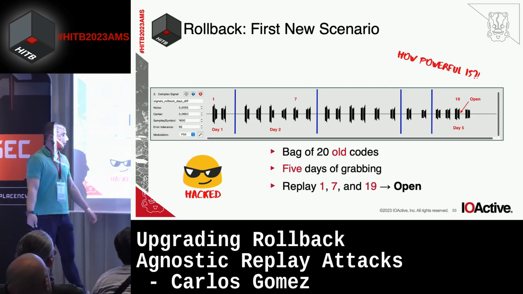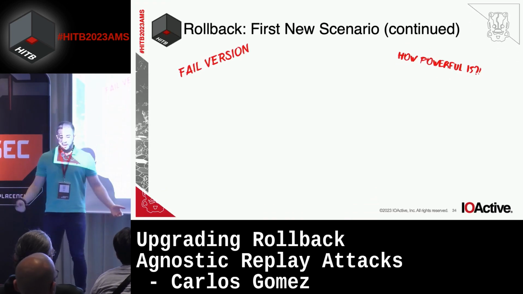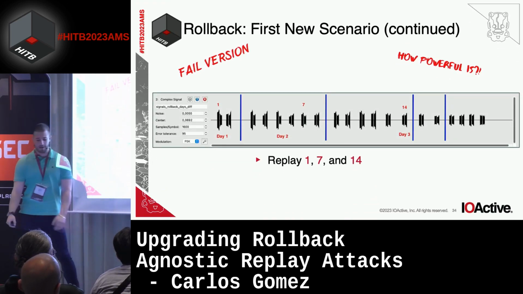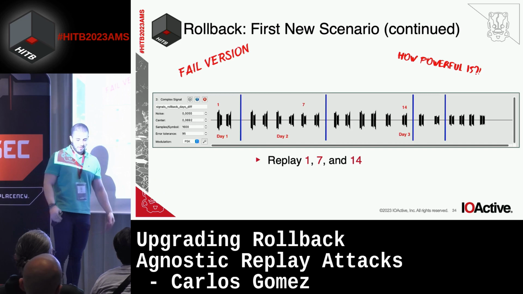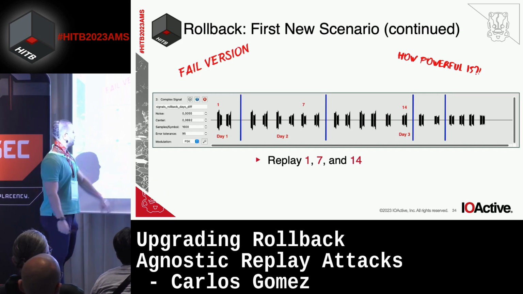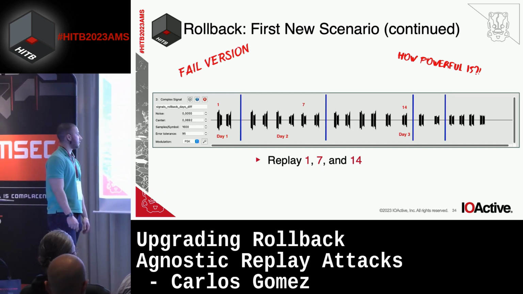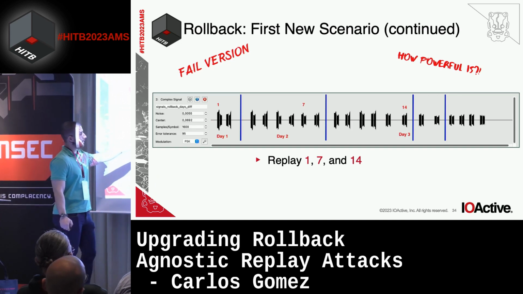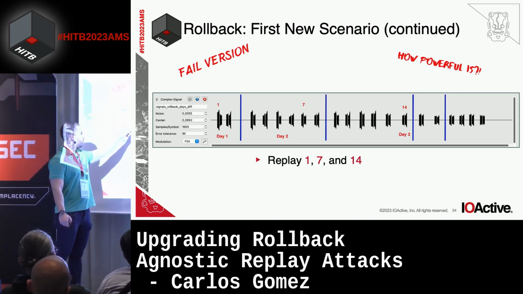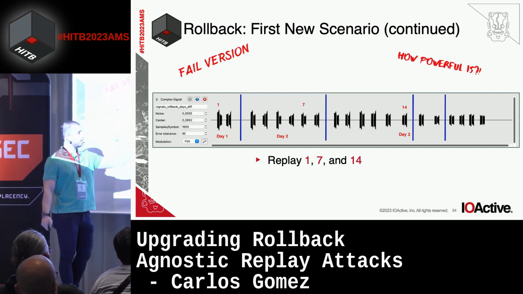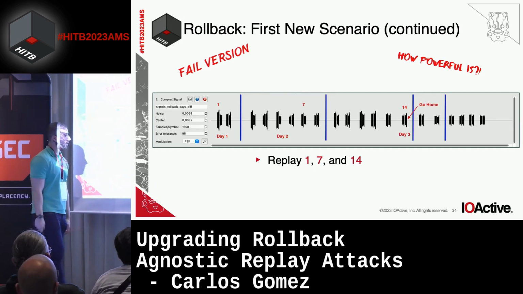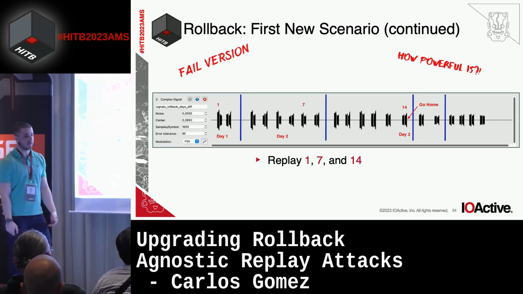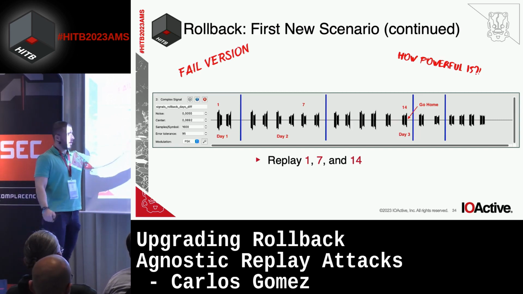It's powerful. Everything is perfect, but I failed a lot of times trying to understand this attack. We have the same 20 codes, but at the moment that I use 1, 7, and 14, the car says, okay, go home. You are not going to open. But why is this happening?